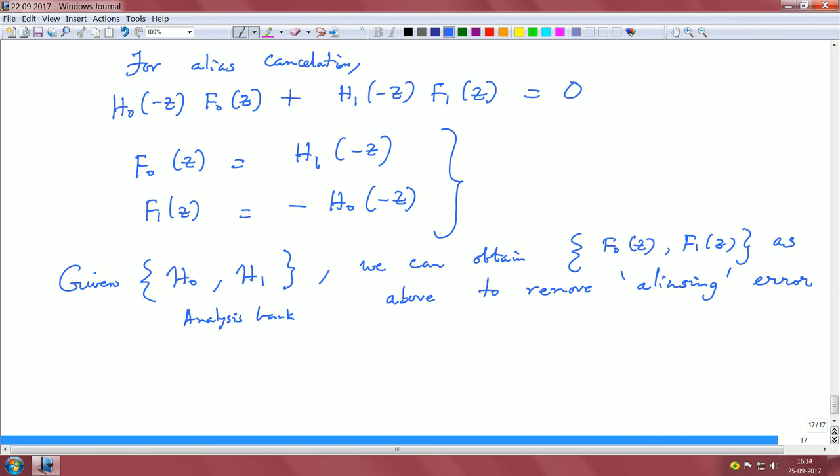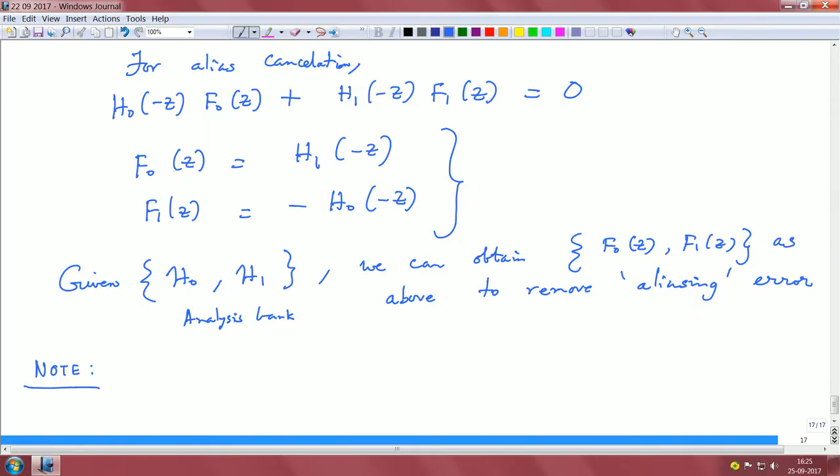If you want, you can design analysis filters h naught and h1 separately. A good low pass filter is h naught, a good high pass filter is h1, or else you can use the quadrature mirror filter property and you can design h1 from h naught. That means, if you can build one mother filter which is your low pass filter, from which you can derive all the rest of the filters, okay, for aliasing cancellation.